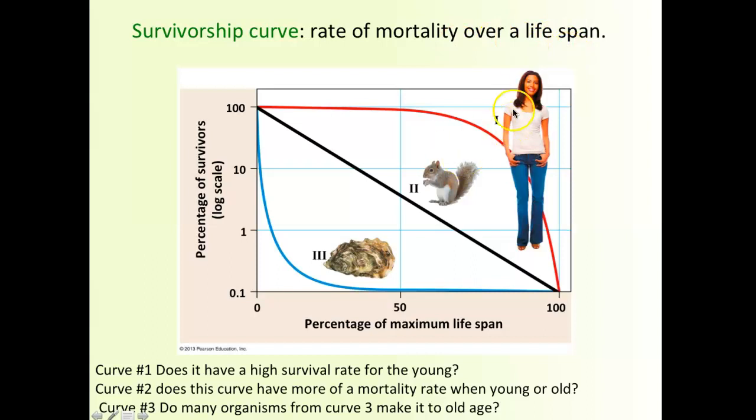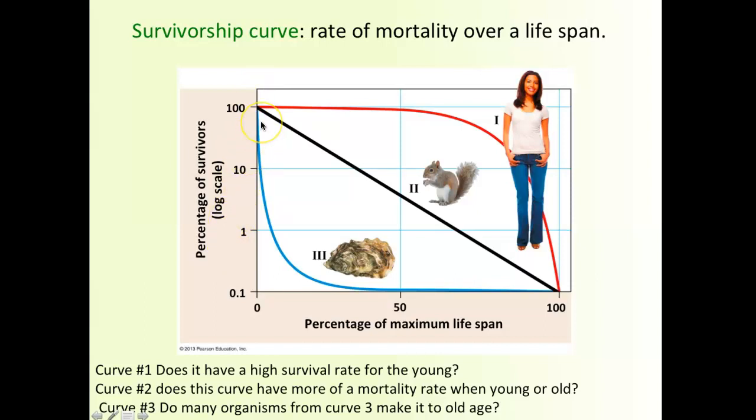So let's take a look at number one, survivorship curve number one. So we're familiar with this guy, right? This human. So if you look at the graph at time 0, your x-axis is your lifespan, okay? Here's your born. This is 50% of your lifespan. This is not age 50, but this is half of your lifespan. And this is you lived 100% of your lifespan. And then this one is this percentage of survivors, okay?